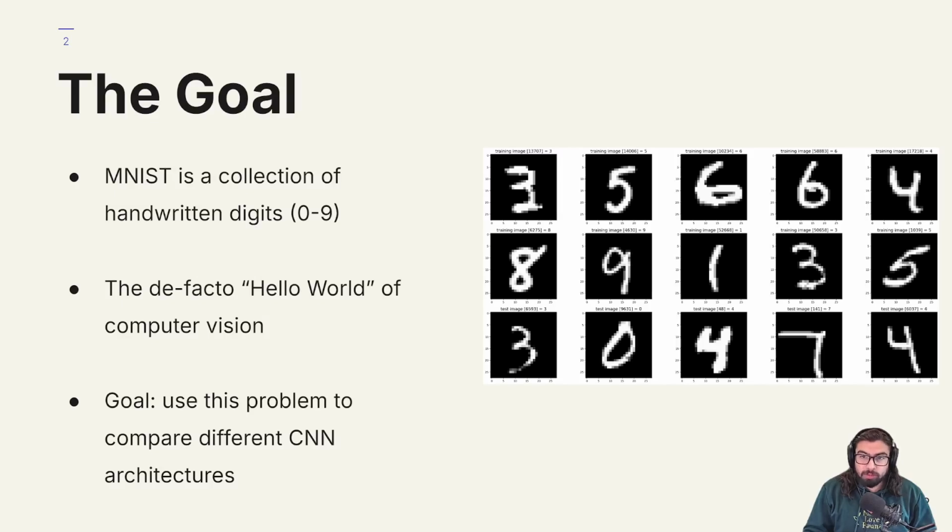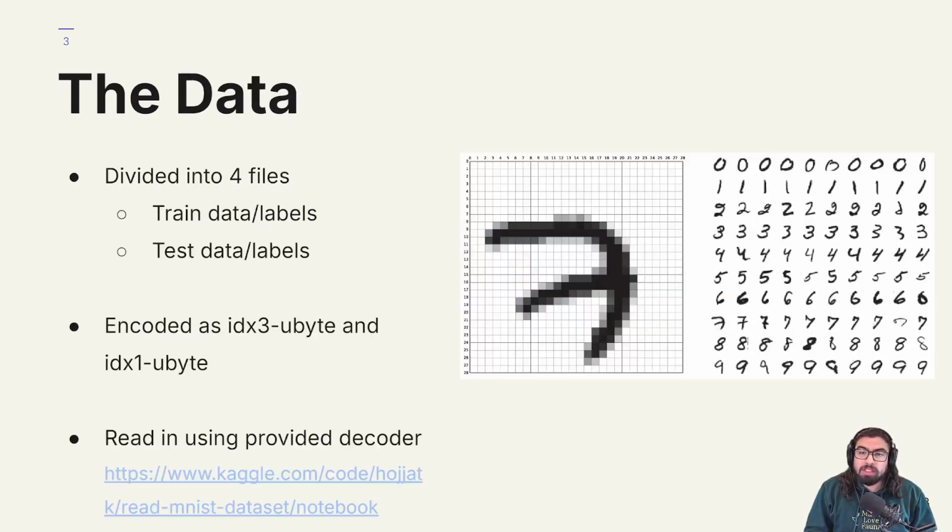their training performance. I downloaded the MNIST dataset from Kaggle. The data itself consists of training images and associated training labels, and the same for test images and labels. The images and labels were encoded as IDX3 UByte and IDX1 UByte files, respectively, so I also used a provided data loader, also found on Kaggle, from the same author to read in the data.